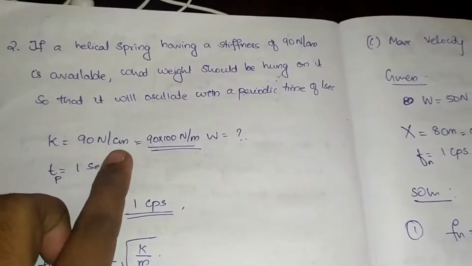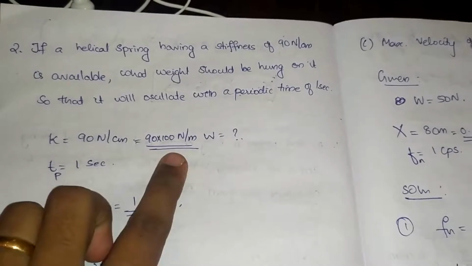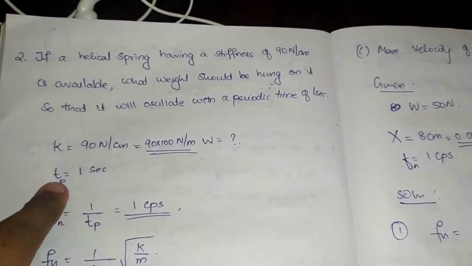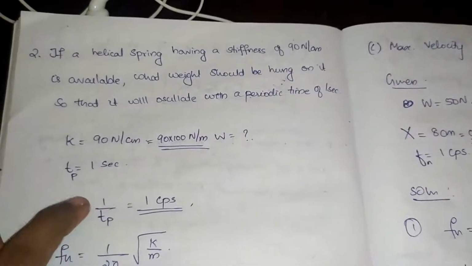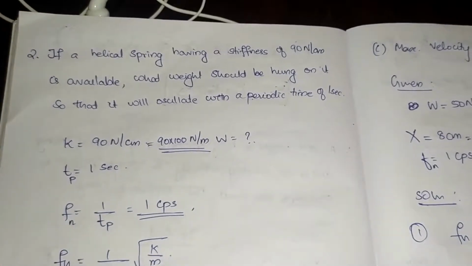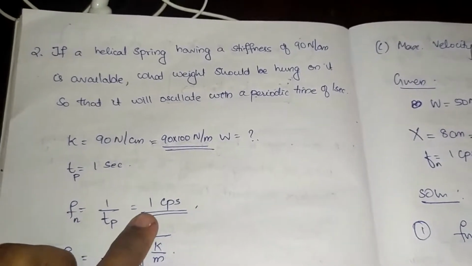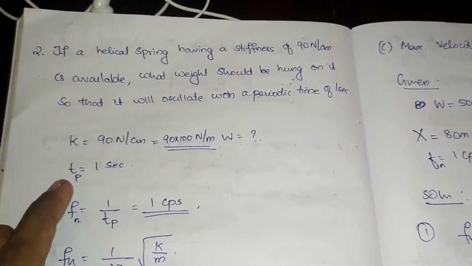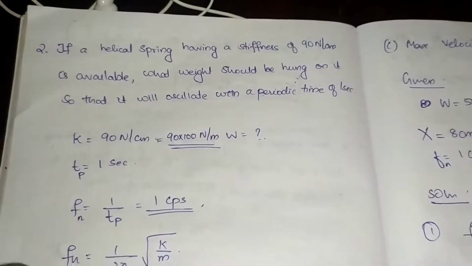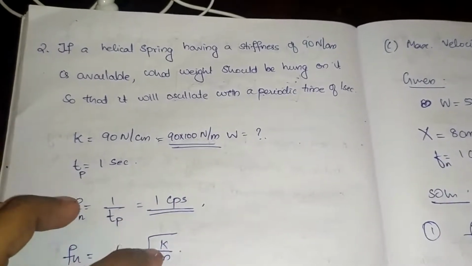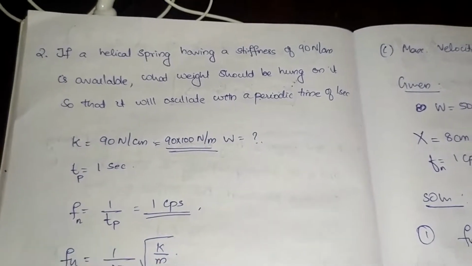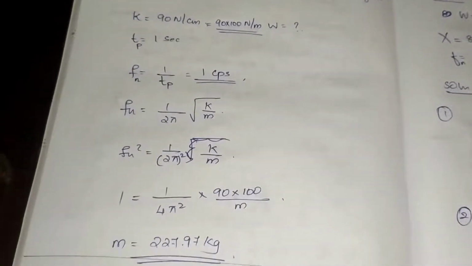Sorry, K is 90 Newton per centimeter. We'll convert it to meter. Time is given as 1 second. So Fn is equal to 1 by Tp, which is also equal to 1 by 2 pi root of K by M. 1 by Tp is 1 cycle per second, because Fn is equal to 1 by Tp, and Tp is 1. So Fn is 1, K you know, and mass you can find out from here. Okay, clear?